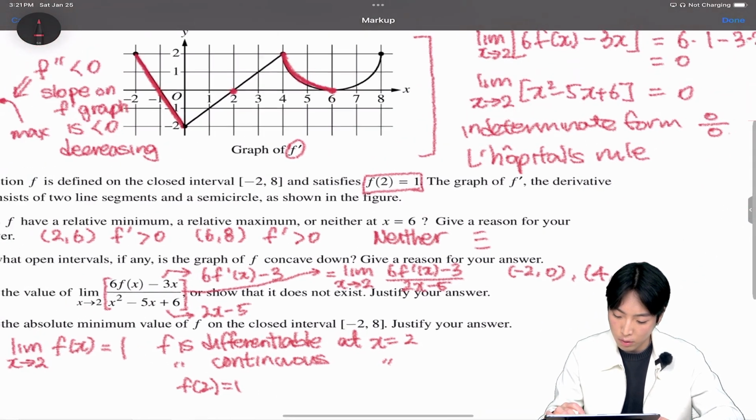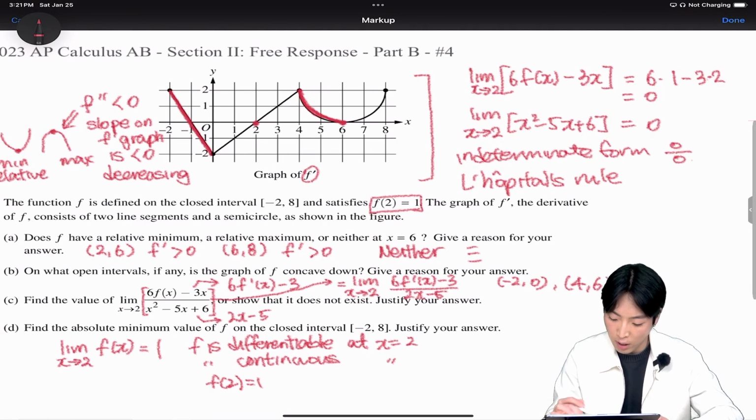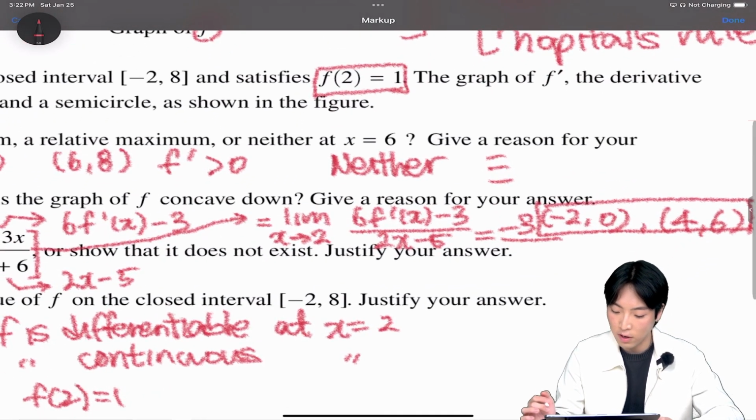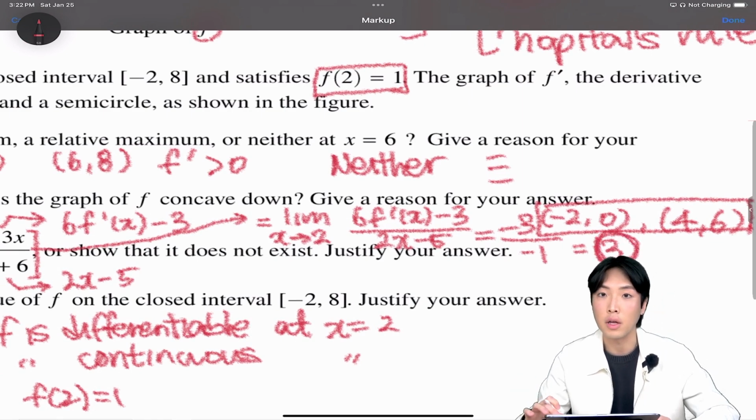Now we can plug in numbers. F prime of 2 here is 0. So this will be minus 3 over 2x minus 5. By plugging in 2, we get negative 1. So this becomes 3, and that becomes our final answer.